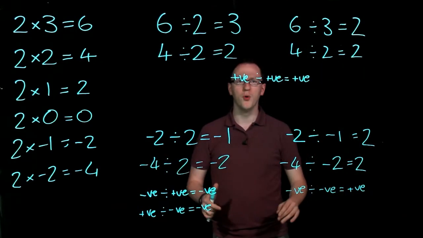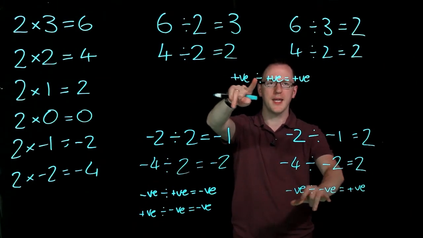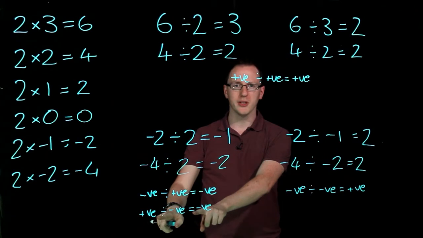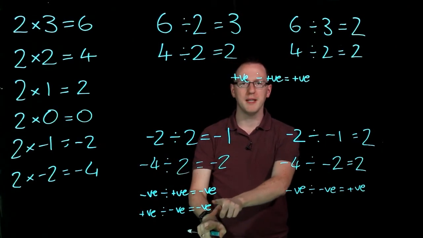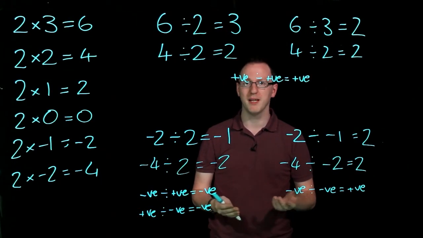You might have heard it said before that when the signs are the same, when we're multiplying or dividing, the answer is going to be positive. And when the signs are different, when we're multiplying and dividing, then the answer is going to be negative. And hopefully this is some way to helping you be convinced of that.